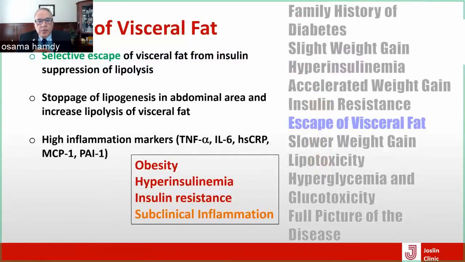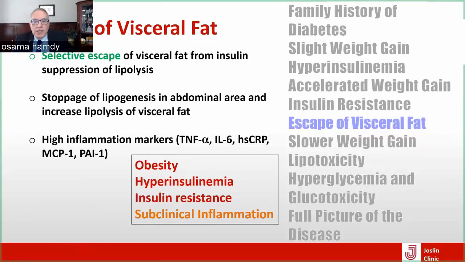As you all know, insulin stimulates lipogenesis and suppresses lipolysis. But what happens here is a selective escape of visceral fat from that suppression of lipolysis. So the body is still gaining weight, but that whole area in the abdomen, the visceral fat, escapes from lipolysis. And when it escapes from lipolysis, it starts to shower the body with free fatty acids coming from visceral fat. And this stage is characterized by inflammation. This is subclinical chronic inflammation. There are many markers of this inflammation like TNF-alpha, IL-6, CRP, MCP1. If you measure them at this stage, you will find that all measures of inflammation are high.